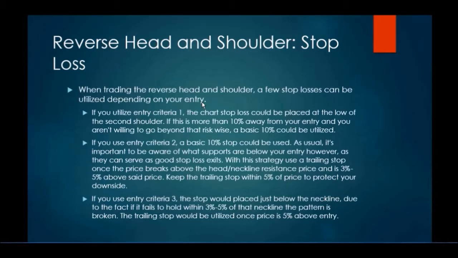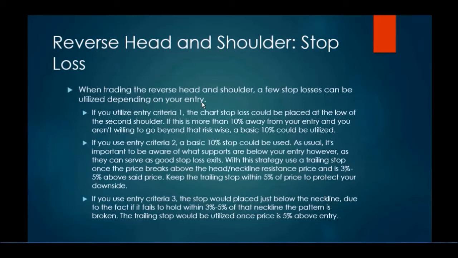All right. With this strategy, use a trailing stop once the price breaks above the neckline resistance price and is 3 to 5% above said price. Keep the trailing stop within 5% of price to protect your downside. So as the price moves up, you keep that trailing stop within 5%.